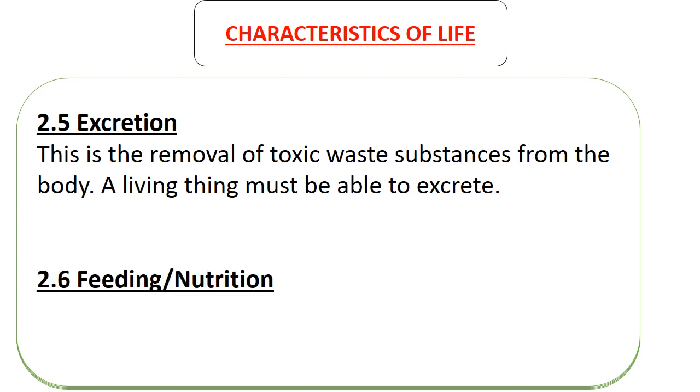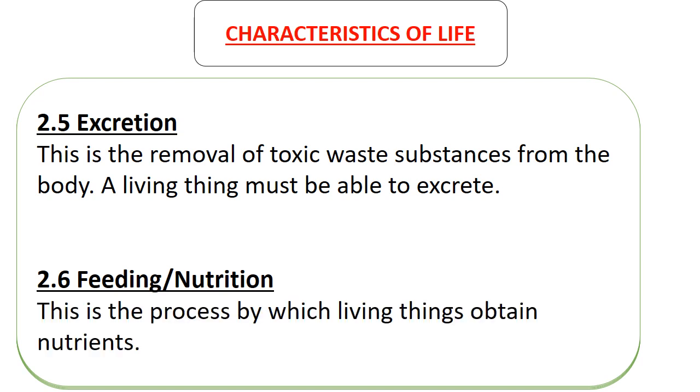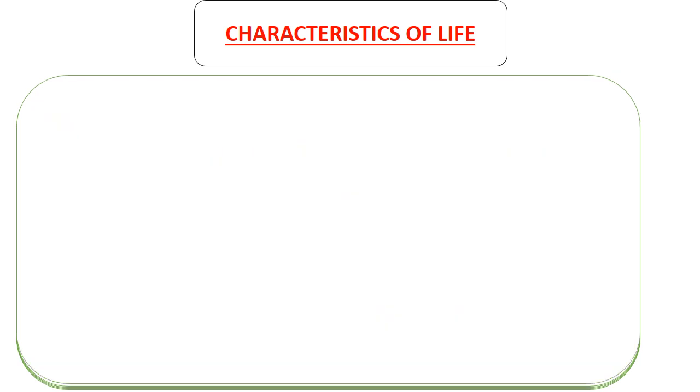So another characteristic of living things is feeding or nutrition. What's feeding or nutrition? Feeding or nutrition is all about the process by which living things obtain nutrients from the external environment. So it's all about eating here. A living thing must be able to eat or to feed or participate in this process called nutrition, which is the obtaining of nutrients.